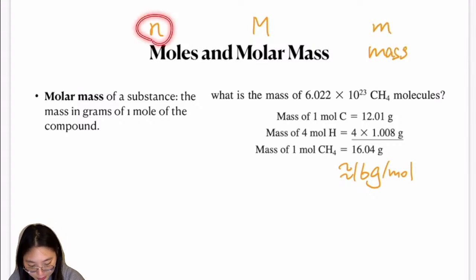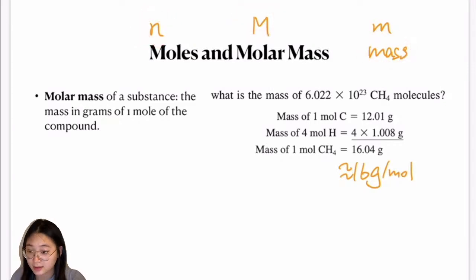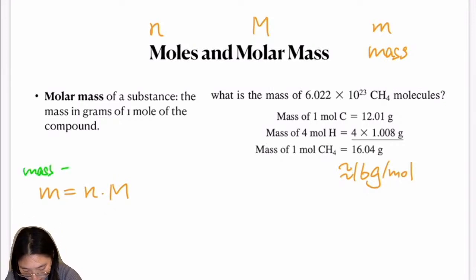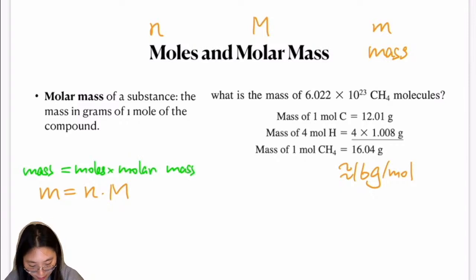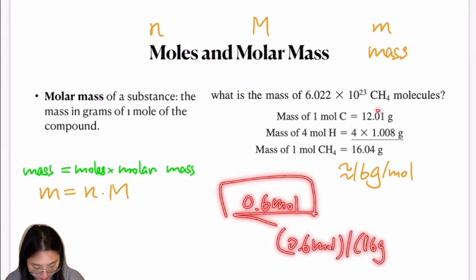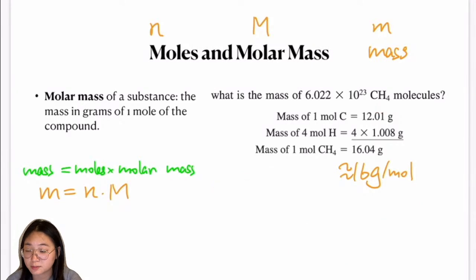Okay, then how do we do the conversion between the moles, the molar mass, and mass? This is really, really important. We always use the formula m = n × M, which means the mass of a sample is equal to its moles multiplied by its molar mass. So let's say now I have 0.6 moles of methane. What is the mass of this amount of methane? It's going to be 0.6 mole multiplied by 16 grams per mole, and then you will get 9.6 grams. So that's the mass for 0.6 moles of methane.